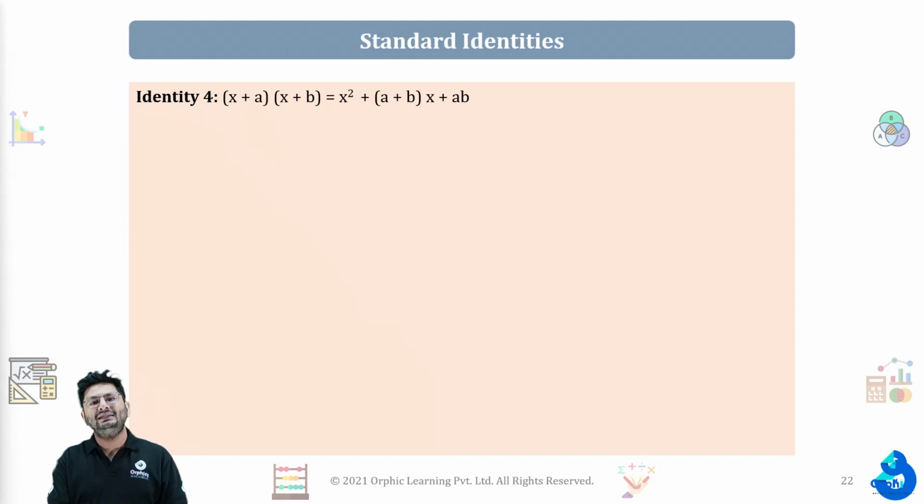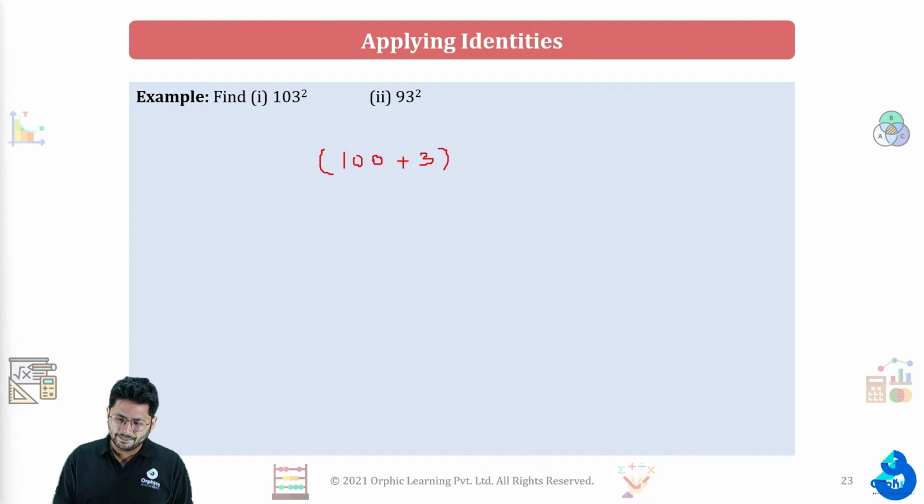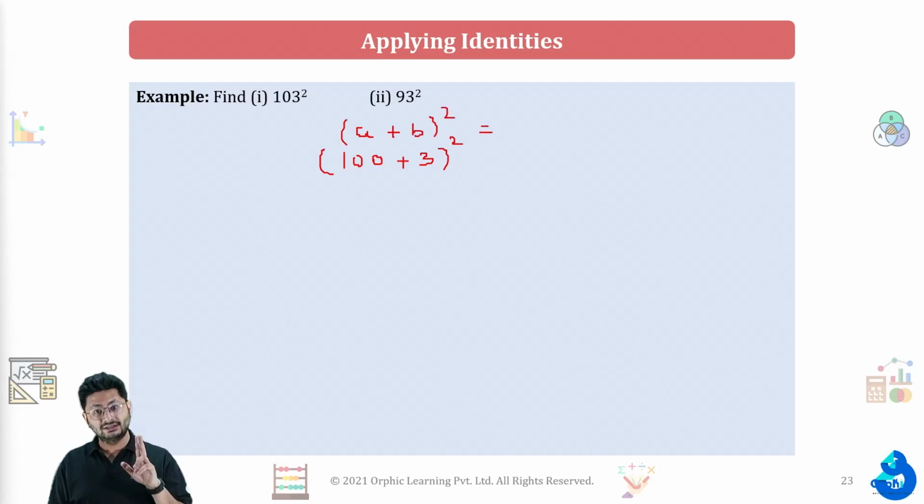Okay, so let's apply these identities in some questions. So the first one is 103 ka whole square we have to find out. So let's use these identities and try to find out 103 ka whole square, and then we'll go for 93 ka whole square. So 103 can be written as 100 plus 3 and then whole square. Now we know that a plus b ka whole square is equal to, that is the first identity, a square plus 2ab plus b square. So similarly, in this case, 100 will act as a, b will act as 3.